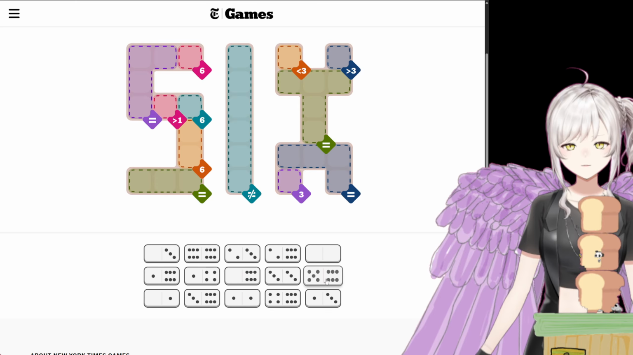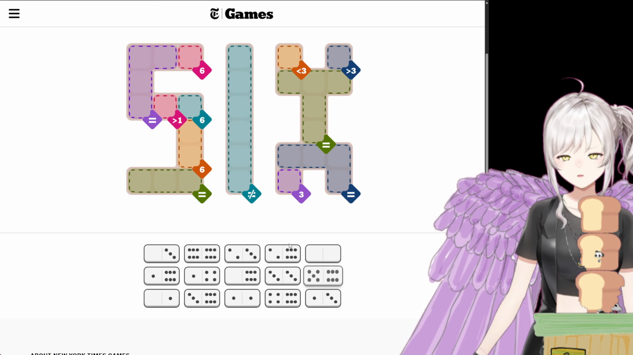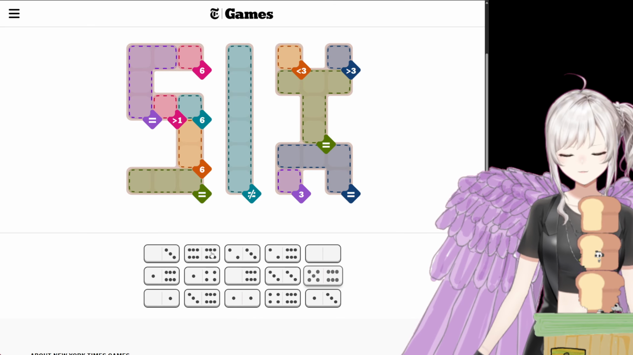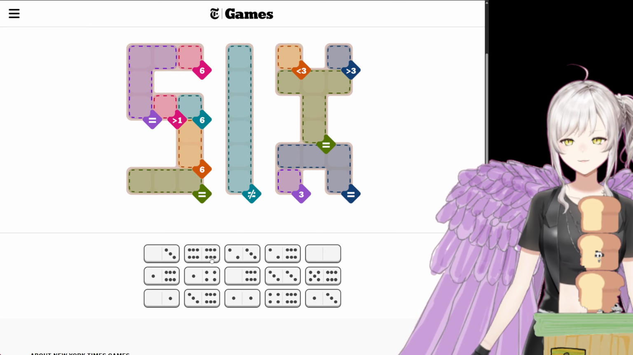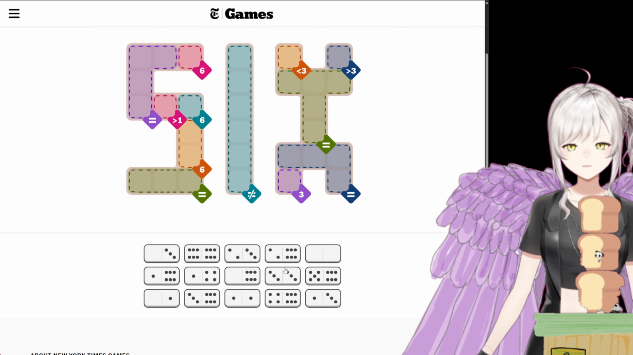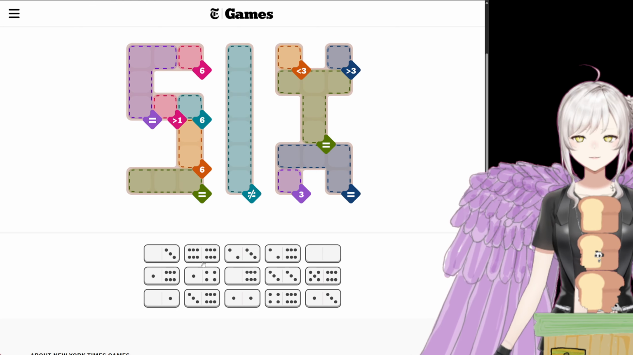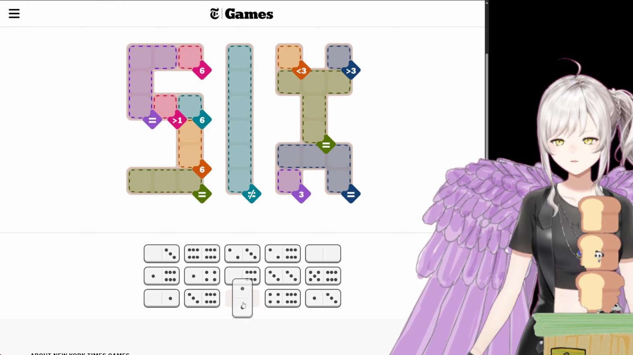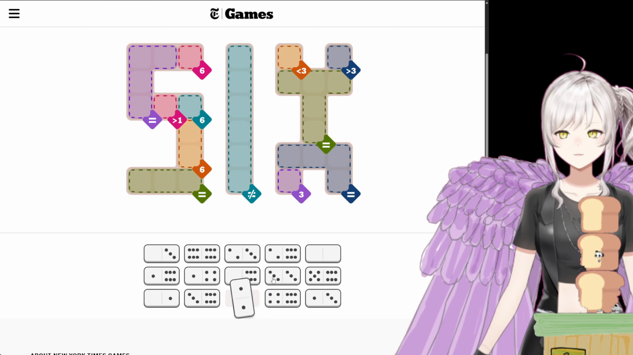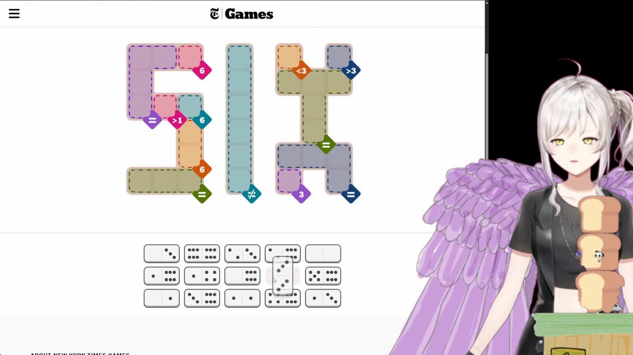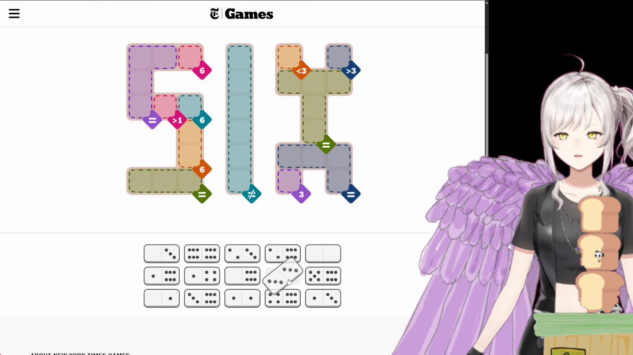So that could do a 6-5, a 6-4, a 6-3, a 6-2, a 6-1, or a 6-6, but then that would use up the double 6, so it's not going to be that. We don't have a 6-0. Do we have a double 1? Yes. We don't have a double 2, we have a double 3. No double 4, no double 5.